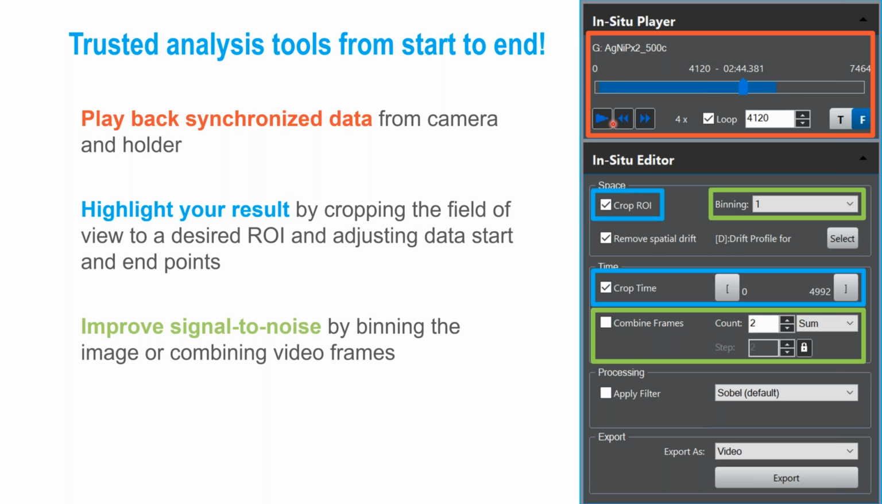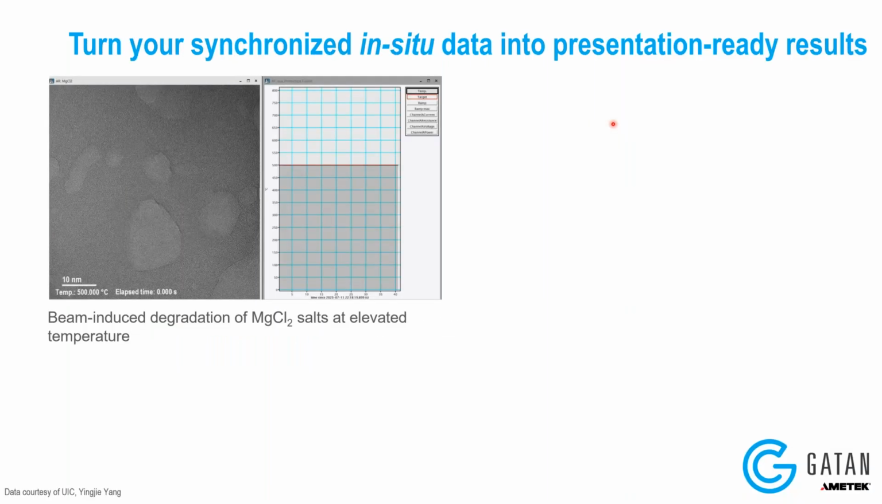All of those things are possible from your data to do within DigitalMicrograph on the raw data with all of the metadata associated with it to improve your data quality here and turn it into a really quick result. And so one nice, again, very basic applications example here was this video of this magnesium chloride salt that is currently being heated to 500 degrees Celsius.